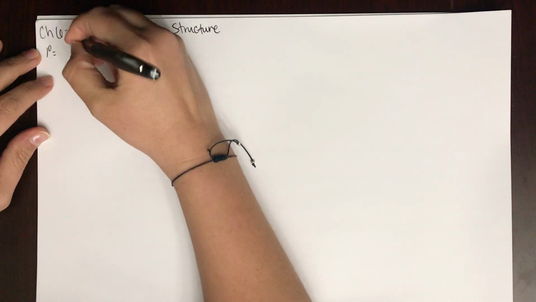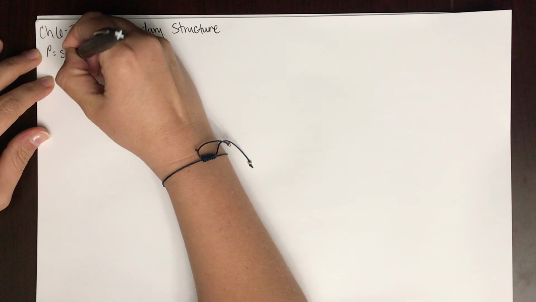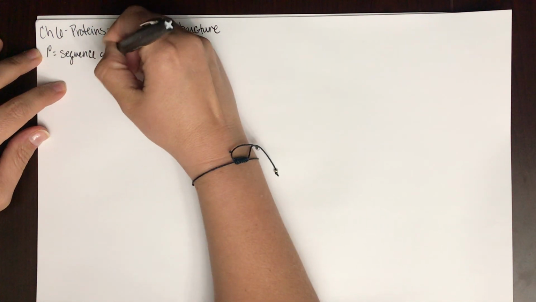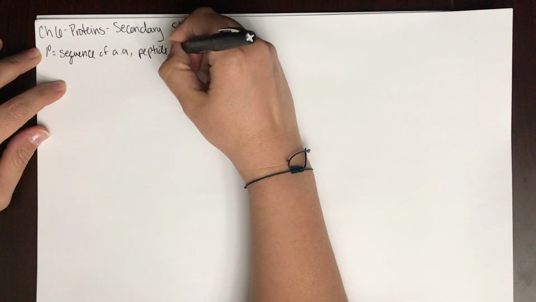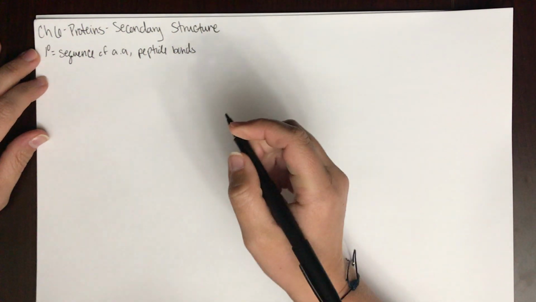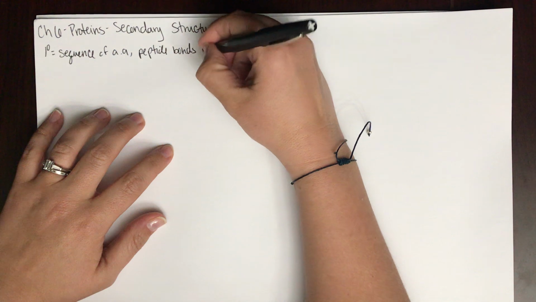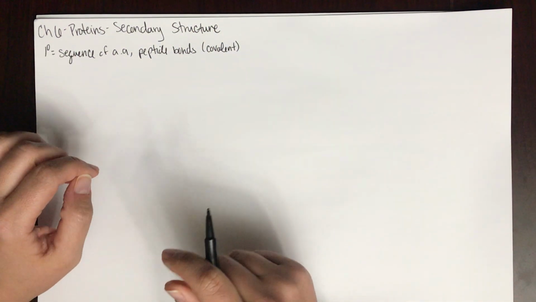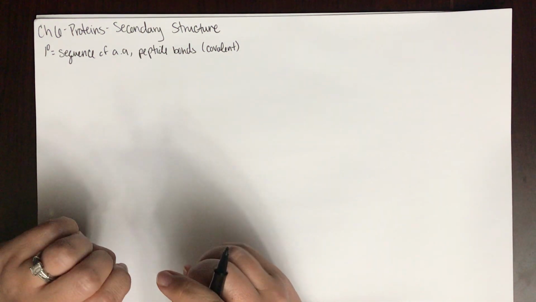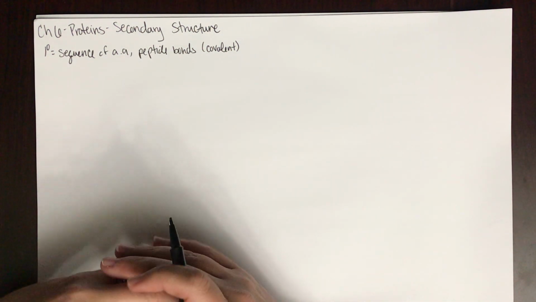Okay, so next we're going to talk about secondary structure of proteins. We just finished talking about primary structure. We said primary structure was the sequence of amino acids held together by peptide bonds. Also, something for you to pay attention to is that this is the only covalent interaction that you are going to see in these final protein structures.